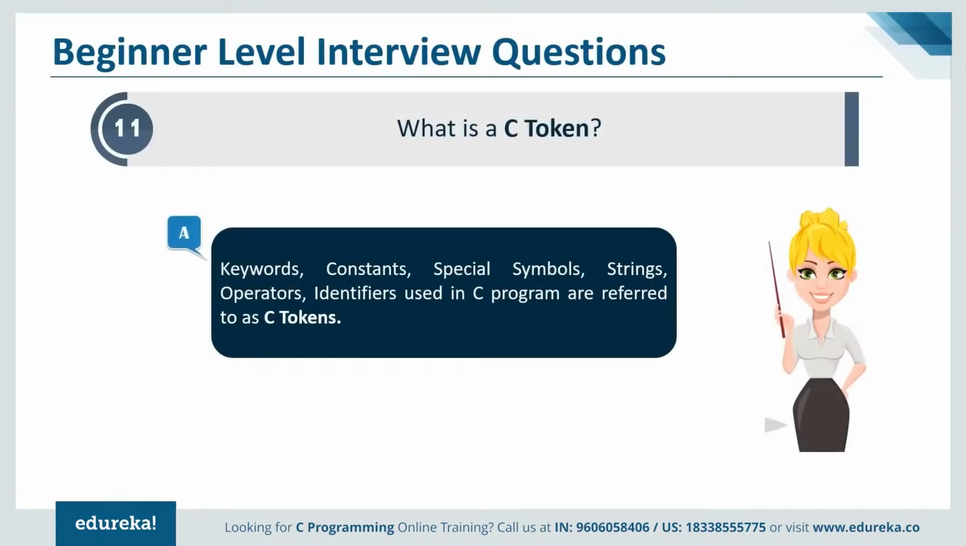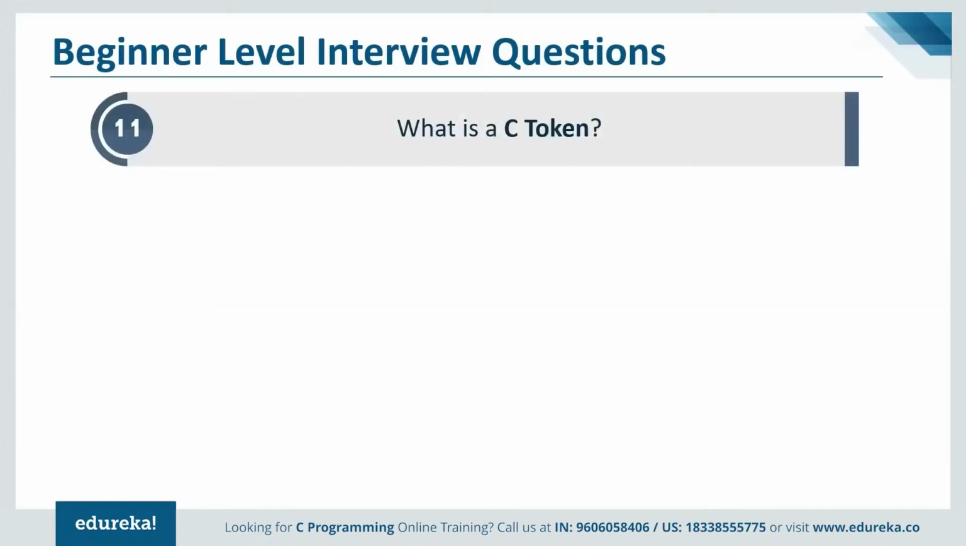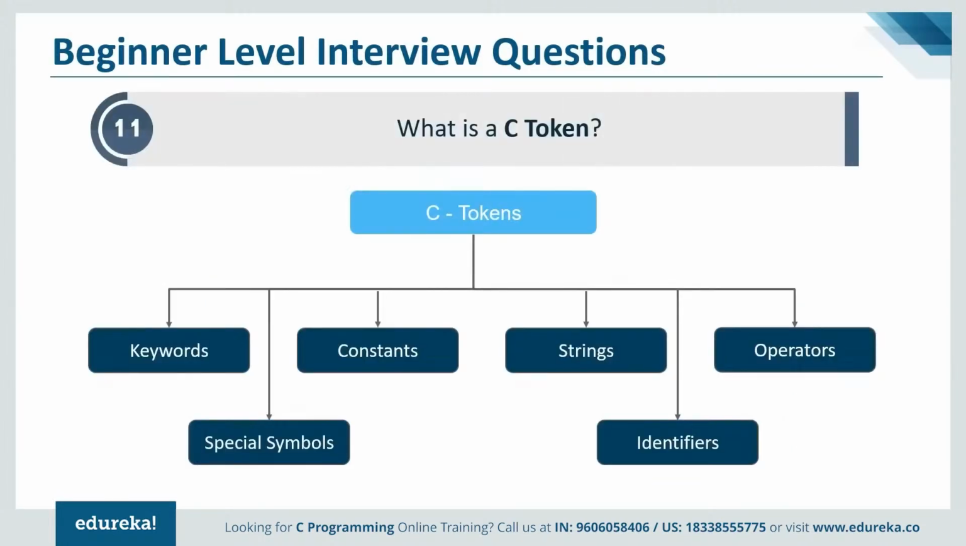The keywords, constants, special symbols, strings, operators, and identifiers that we use in our C program are referred to as C tokens. We shall see a diagram to understand what C tokens we use in the C programming language. So these are the C tokens which we regularly use in our C programming language: keywords, constants, special symbols, strings, operators, and identifiers.